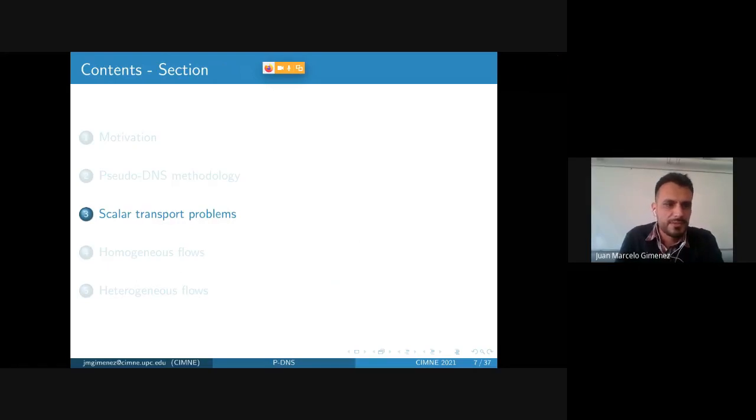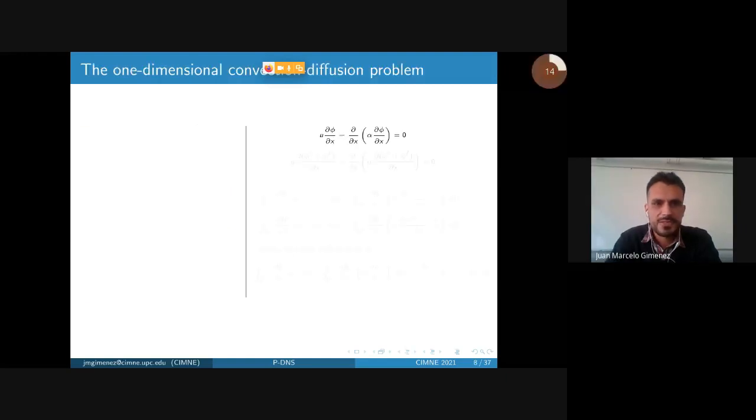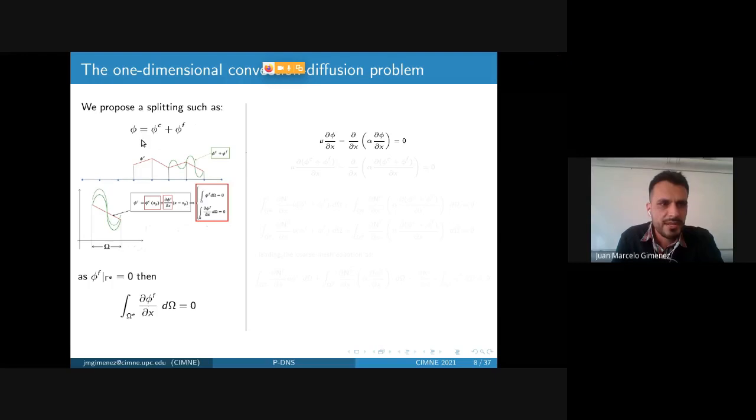Well, I'm going to apply this methodology for the simplest problem, the convection diffusion problem. I will try to explain for those that don't know about pseudo-DNS how this method works. We start here with the convection diffusion equation, and we are going to propose a splitting of the unknown into a coarse solution and a fine solution. The coarse solution is a linear approximation of the total phi function, and the fine solution complements the coarse solution to obtain the full solution.